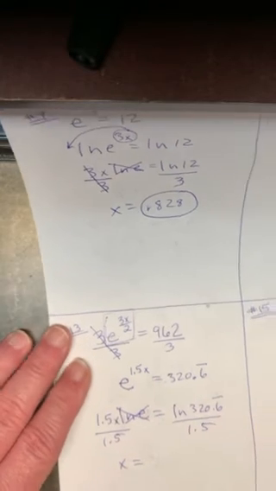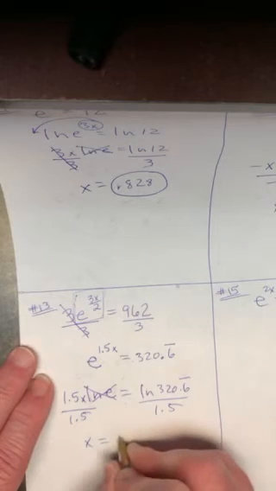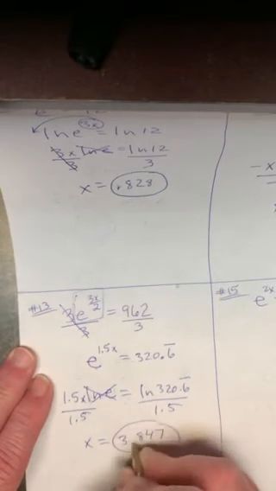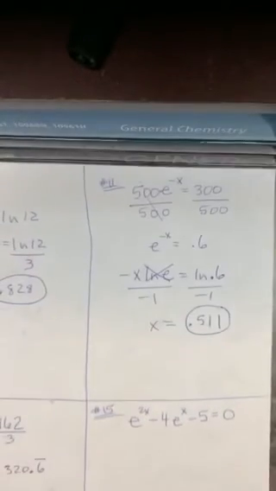And x would be, okay, I'm going to go ln of 320.66666, hit enter, then push divided by 1.5 and get, it looks to me like it's 3.847. Okay? And finally, the last one I'm going to do, number 15.